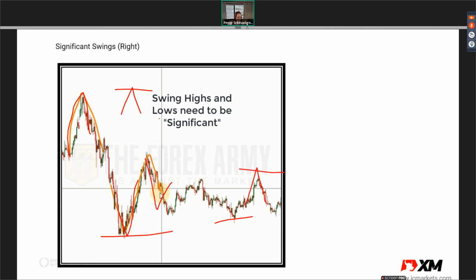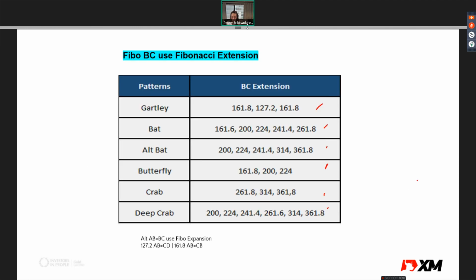Okay, just a recap, we already know about it. Gartley can go up to here. Gartley? No, I think it's 1.272 and 61.8. Okay, 127.2.